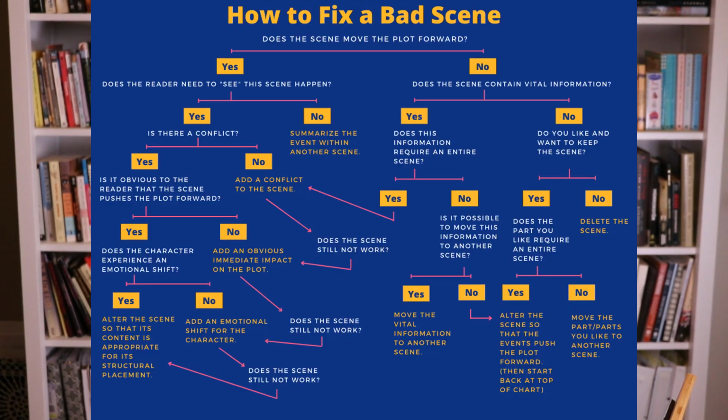So from there, we're going to ask, does the reader need to see this happen? By see, I mean dramatize the scene, play it out, flesh it out. Does the reader need to really experience the unfolding of this scene, or do they really just need to know that it occurred? Sometimes we have scenes where we're really just passing time or changing locations, and the reader really doesn't need to experience this firsthand. They really just need to know that it happened.